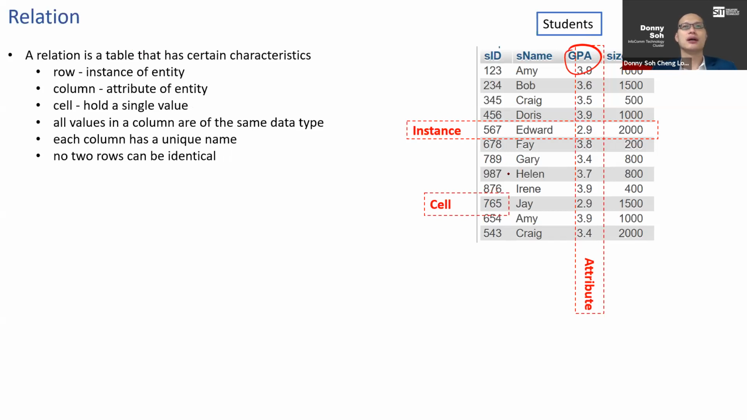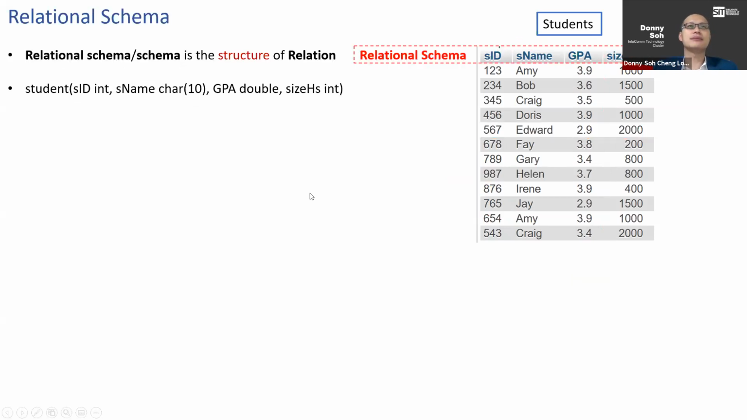This is the instance. The next one is the cell, a single value, which is the value of one of the attributes of an instance. All the values in the column have the same data type, as classes usually do. Every column will have an individual unique name. I think this is also typical of any class. The rows must all have unique names, and no two rows can be totally identical. They must always be different in one way or another. So the schema is actually the structure. As I shared earlier, this is the schema of the table student.